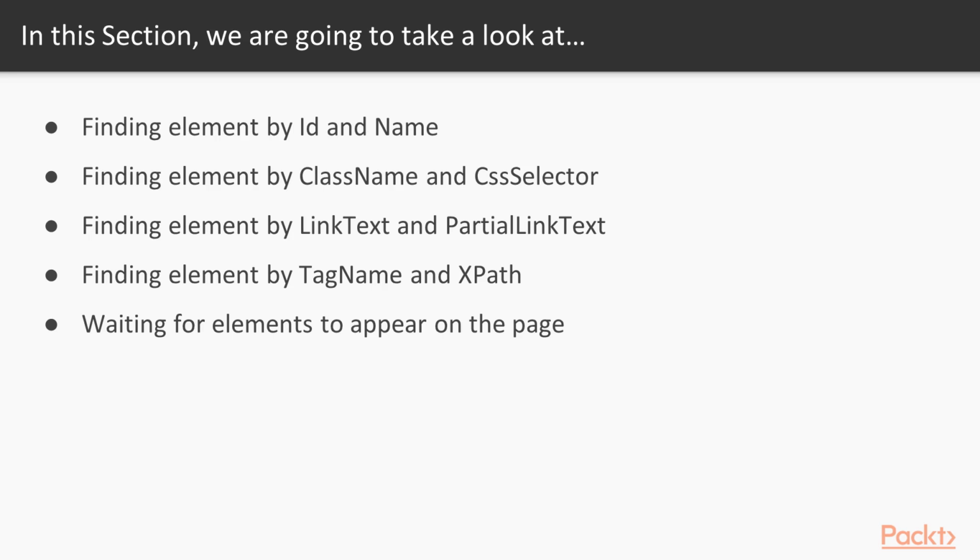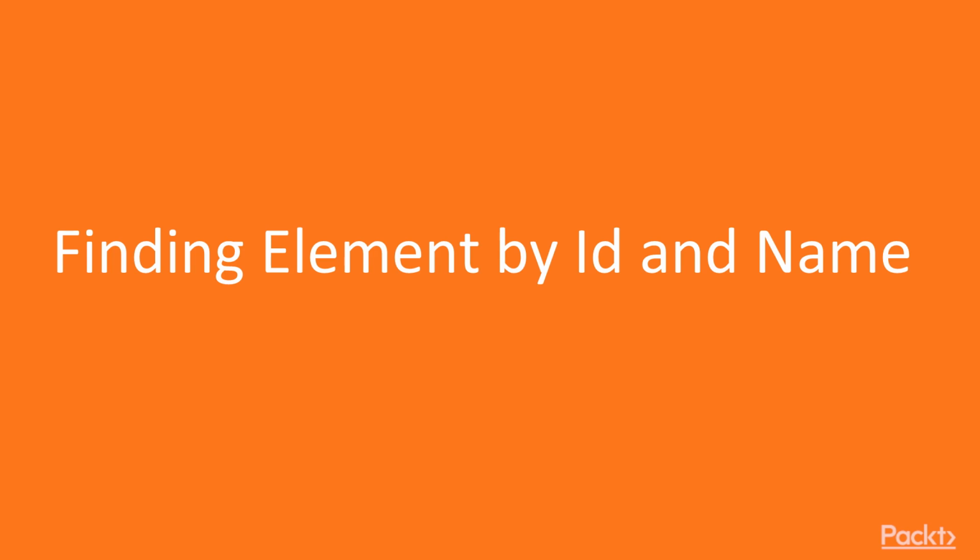In this section, we'll look at locating elements for test development with Selenium WebDriver. We will learn how to find elements on the page using the WebDriver API commands for test development. We are going to take a look at finding elements on the page by their ID, name, class name, CSS selector, link text, partial link text, tag name, and XPath using Selenium WebDriver API commands. Later, we will learn about the procedure for waiting for elements to appear on the page. Let's start with the first video of this section.